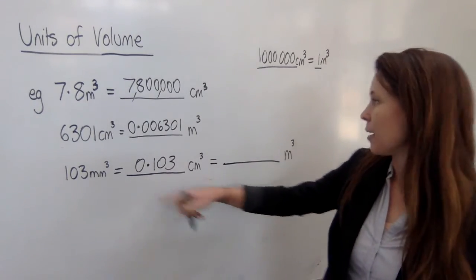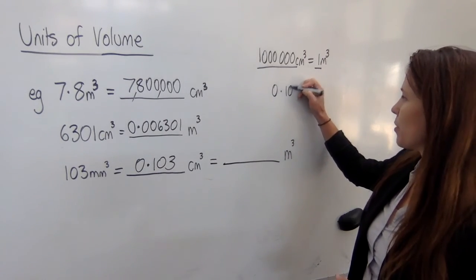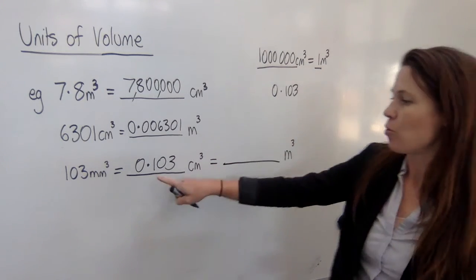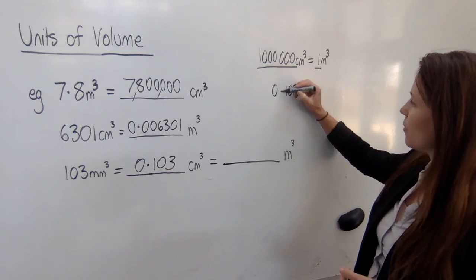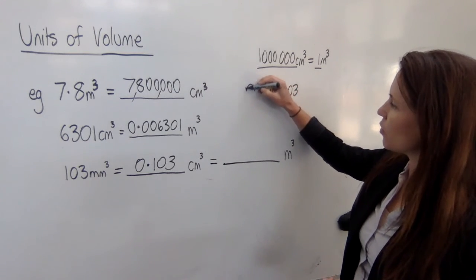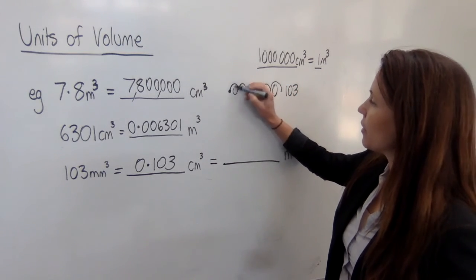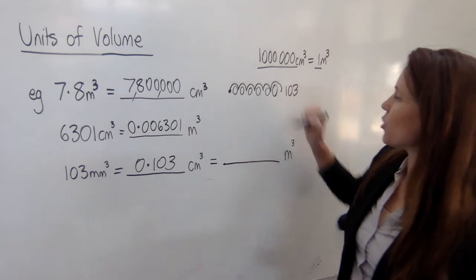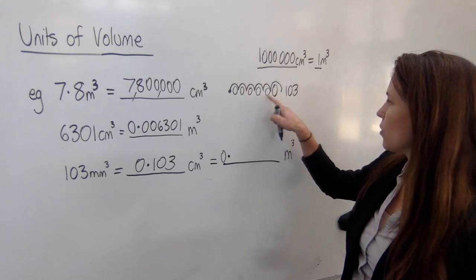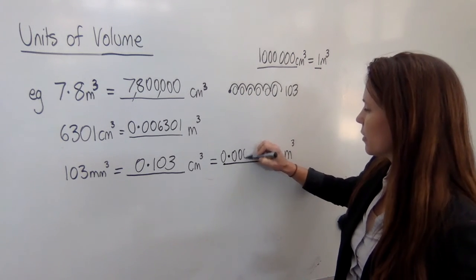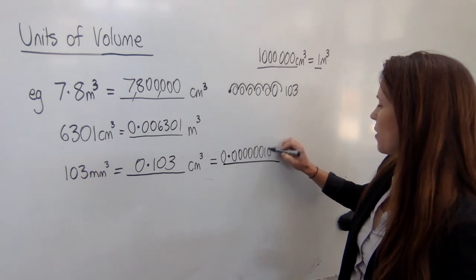So if we take the number that we've been given, 0.103, we have to make that way smaller by moving the decimal 6 more times to the left. 1, 2, 3, 4, 5, 6. It's going to end up here. And we need to put zeros underneath all our jumps. So we've got 0.000000103.